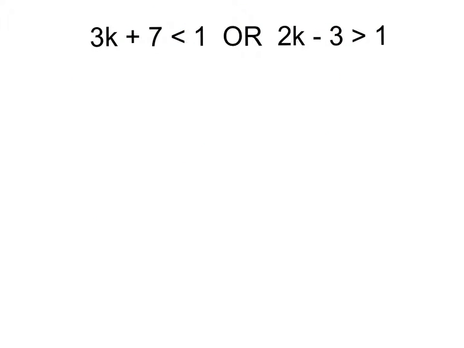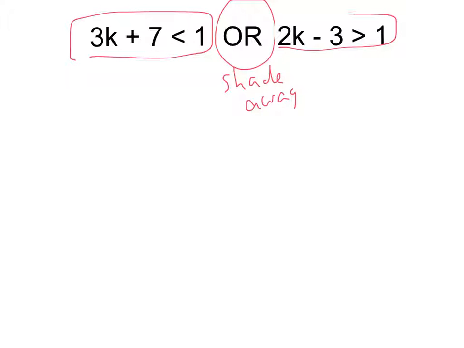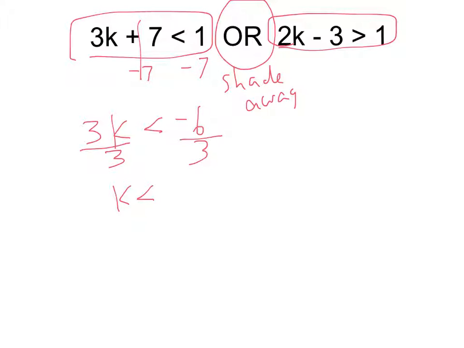Hopefully the first thing you notice about this example is it tells you this is an or statement. So we should shade away from each other. If you don't, you did something wrong. So let's check. First of all, it's already split up for you. Or statements will already be split up for you. You don't need to split them up like we did on the last problem. So now we just need to solve it. So for this first example on the left, you need to subtract 7 to both sides. 3k is less than negative 6. Divide by 3. And k is less than negative 2.